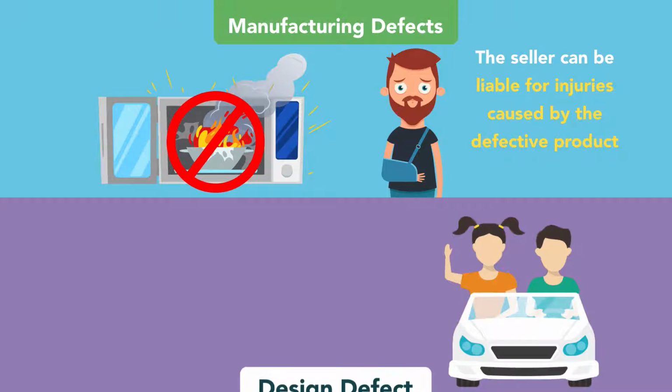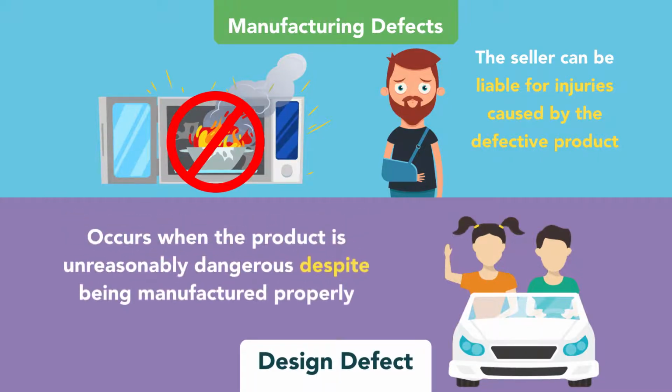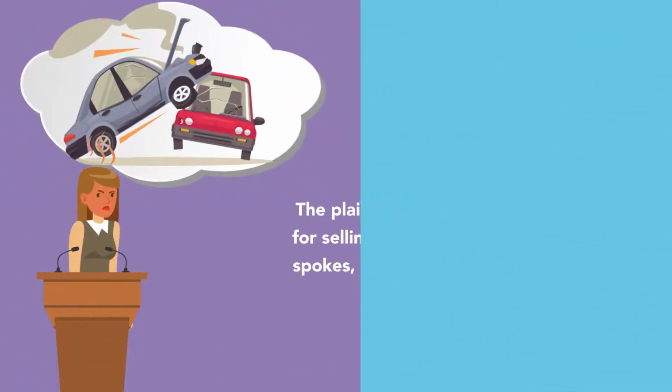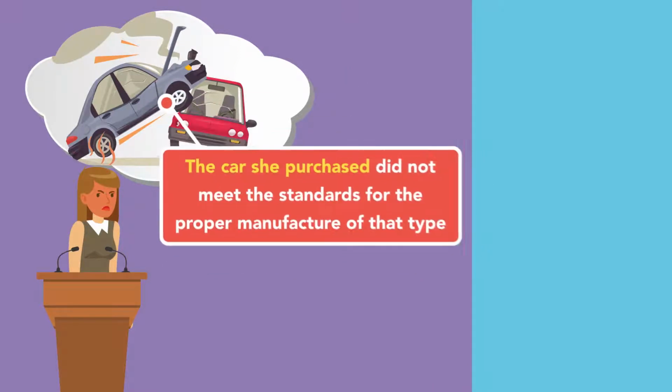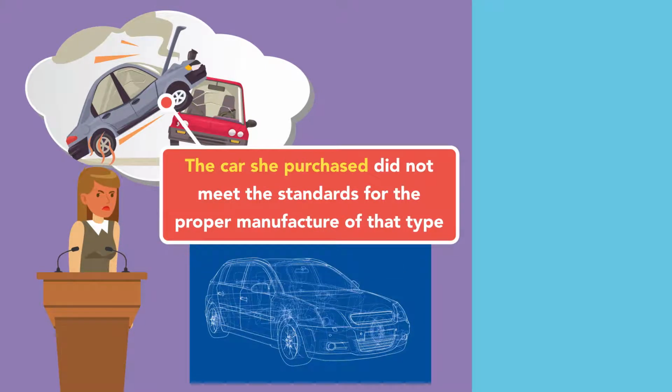However, the second type of defect, a design defect, occurs when the product is unreasonably dangerous despite being manufactured properly. To understand the difference, compare the facts of two cases. In the first case, the plaintiff sued a car dealer for selling a car with defective spokes, leading to an accident. She sued on the theory that the car she purchased did not meet the standards for the proper manufacture of that type of car.